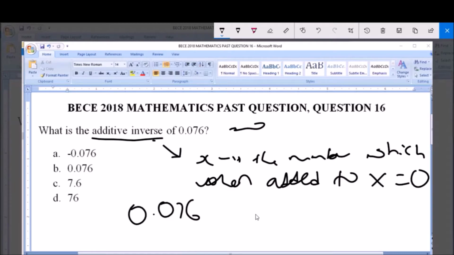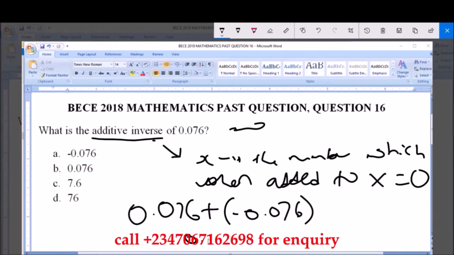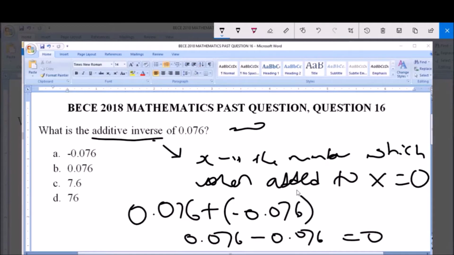Now the easiest way for us to get a number that we can add to 0.076 that will give us 0 is by adding a negative value that is equivalent to this positive value. Now when we add minus 0.076, we'll now have 0.076 minus 0.076, and this is equal to 0. You can see. So for you to find the additive inverse of any positive number, just add the negative of that particular number.